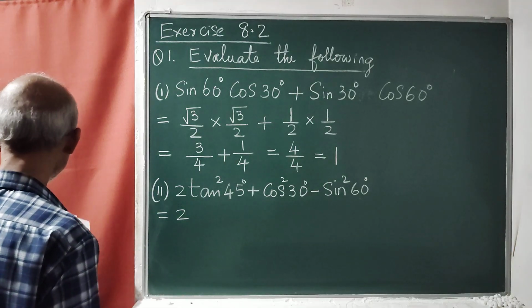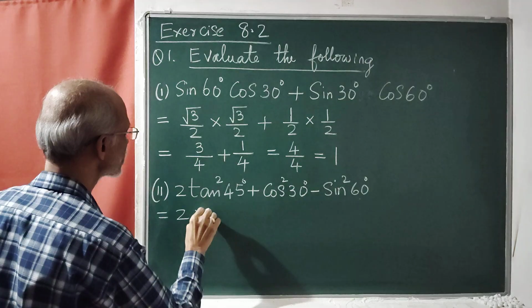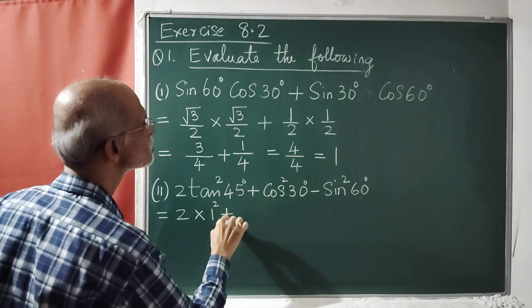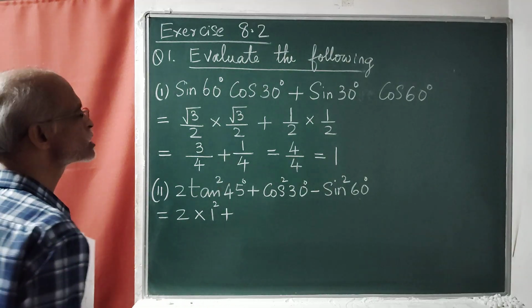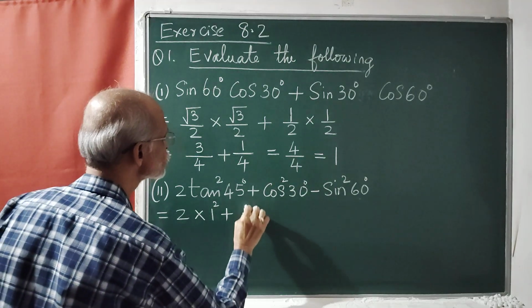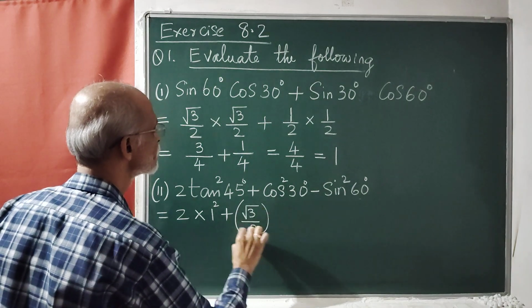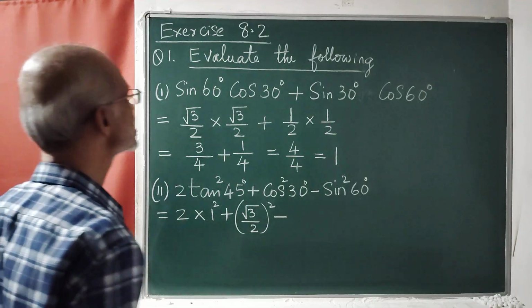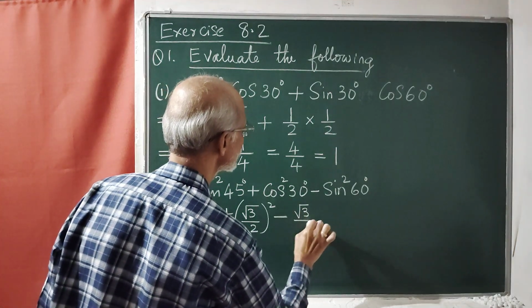Tan 45 is what? 1. So 2 into 1 square, plus cos 30 is root 3 by 2. So root 3 by 2 whole square, minus sin 60 is also root 3 by 2. So root 3 by 2 whole square.